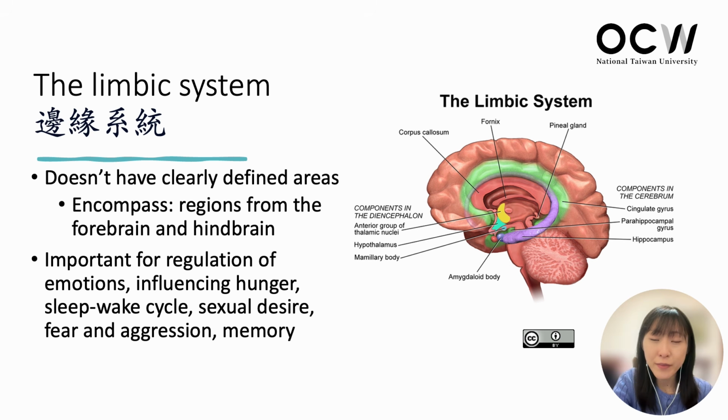Unlike the brainstem that is clearly defined, the limbic system is a structure that is quite wide and also undefined. So it doesn't have clearly defined borders or areas and encompasses regions from the forebrain and the hindbrain. And it's important for regulation of our emotions and also other functions like sleep-wake cycle and also memory.